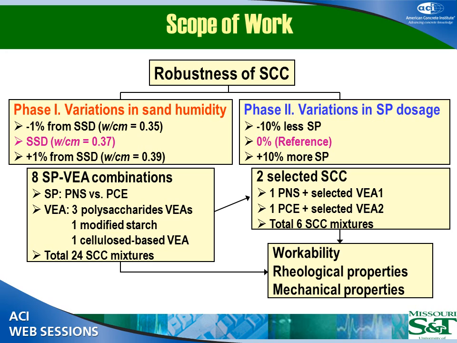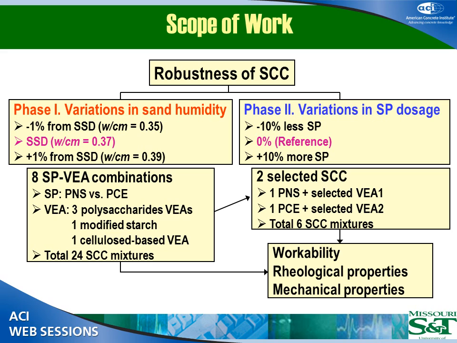So we had our VMAs, 3 multiplied by 3 mixtures, 24 SCCs. We looked at many different properties. That was in the first part of the study. In the second part of the study, we selected a couple of these combinations. So one PNS plus a viscosity agent and a PC plus another viscosity agent that gave us good results here. And then we looked at the variation of superplasticizer dosage.